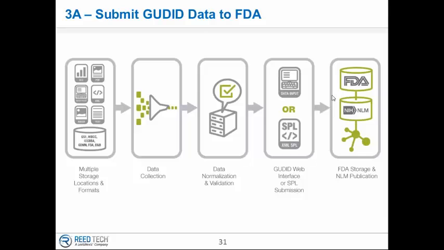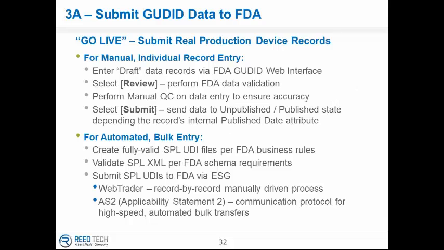Manual entry, as mentioned, you're entering draft records into the database. You're going to have to send those for review so you can perform an FDA validation check. You have to perform a QC of those records in there to ensure accuracy, because once you hit that submit button, you're giving that to the FDA and setting the published state of the record.